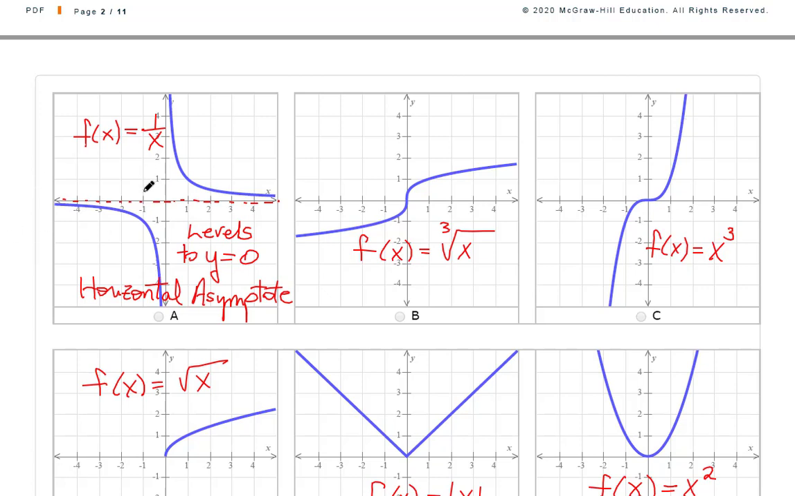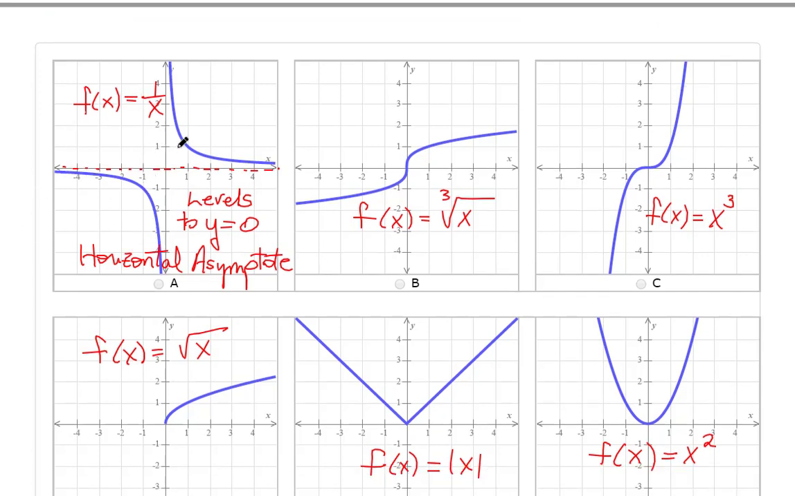Now, if you look at 1 over x again, we're talking about that because eventually we'll look at this class of functions, which are called the rational functions. Notice the ends level off, and it levels off to y equals 0. This is called a horizontal asymptote. Horizontal, where it levels off to on the two sides. The vertical is where it blows up.